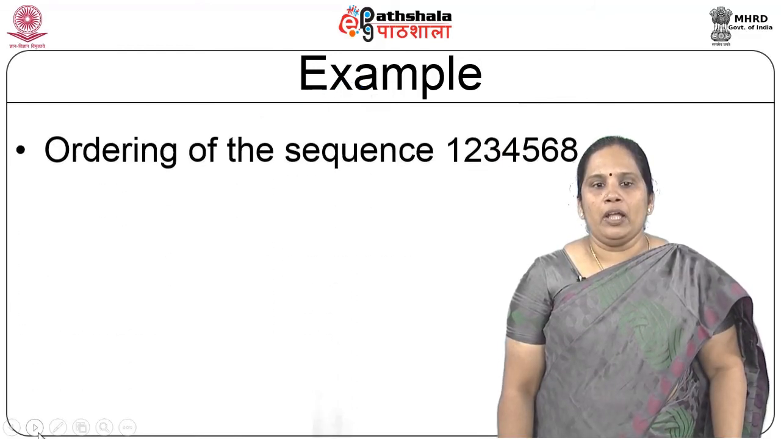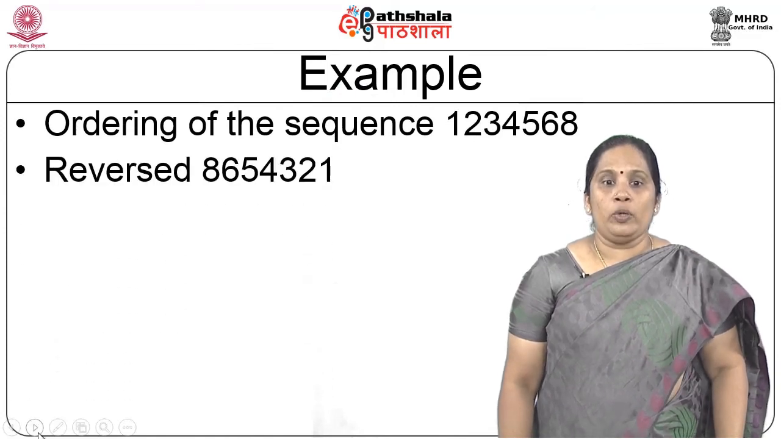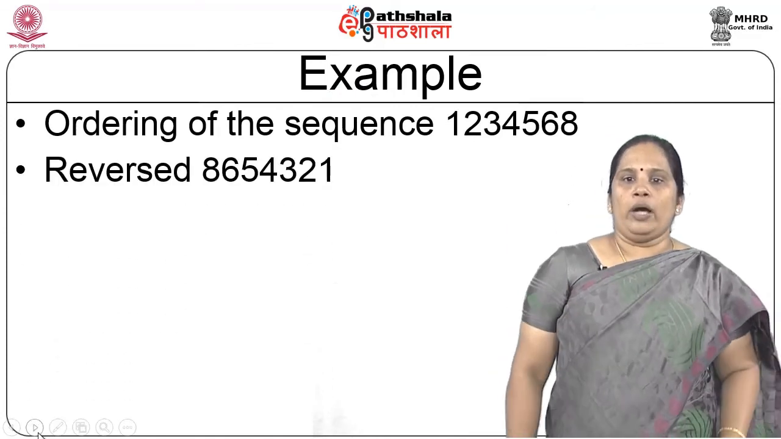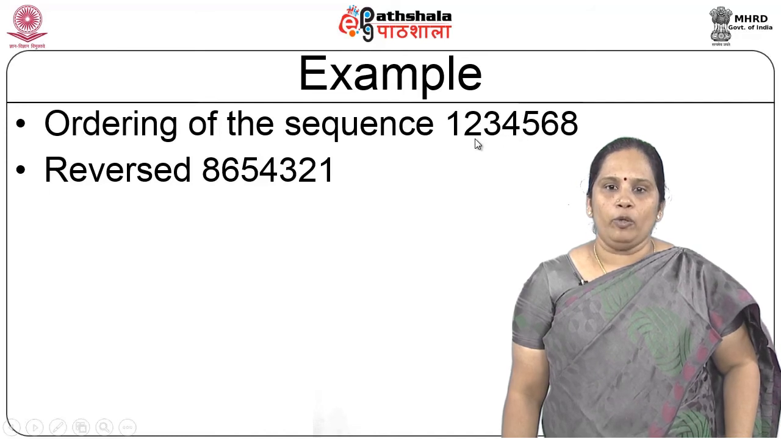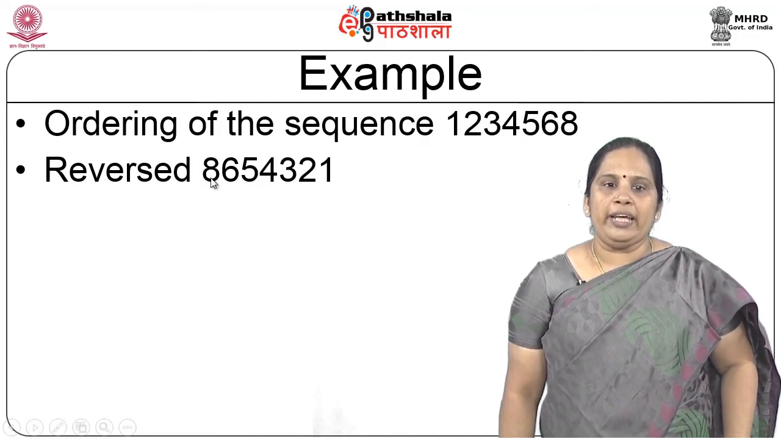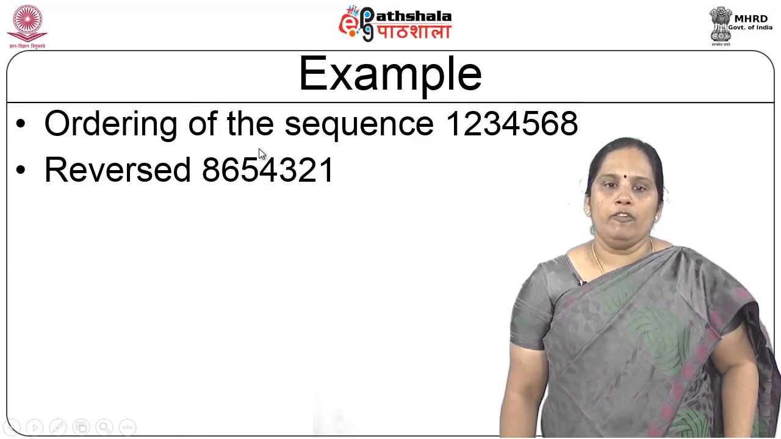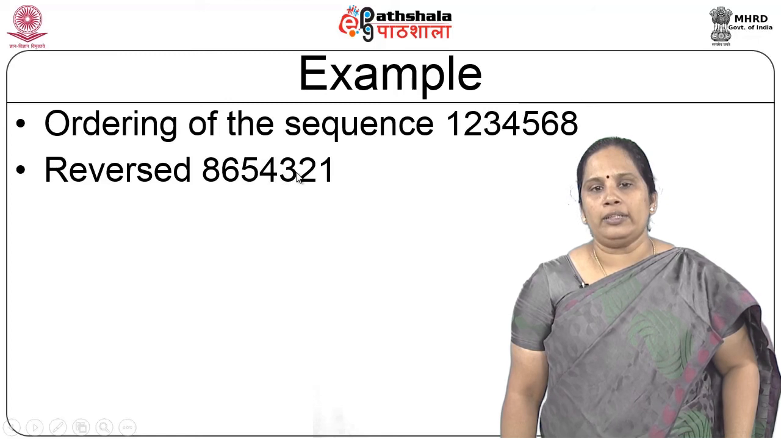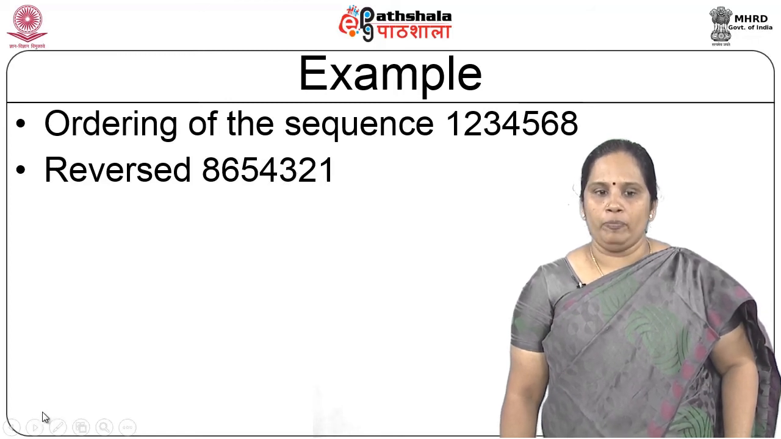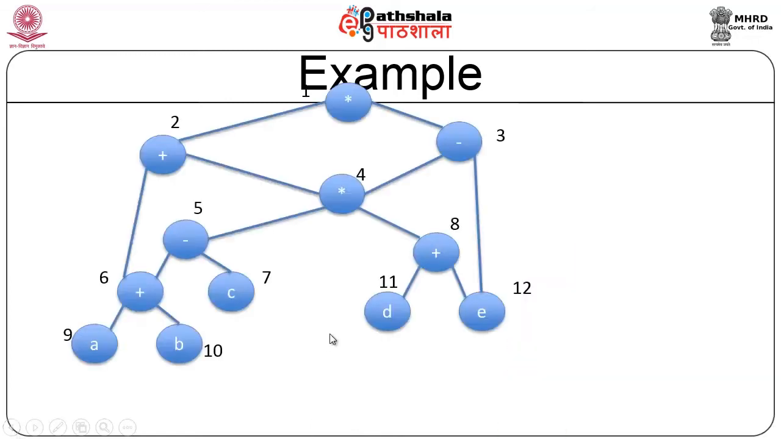That is my listing. After doing this, what I will do is reverse the sequence. So I have to reverse the sequence as 8, 6, 5, 4, 3, 2, 1. Now this means I have to compute node 8 followed by node 6, followed by node 5, then 4, then 3, then 2 and then 1. So if I have to compute node 8, I will assign a temporary variable T8. T8 is equal to D plus E. Then I have to compute T6. So T6 is equal to A plus B.